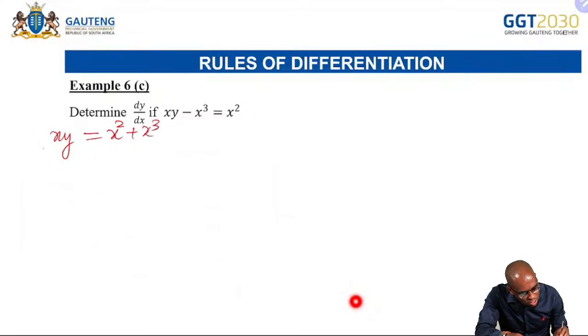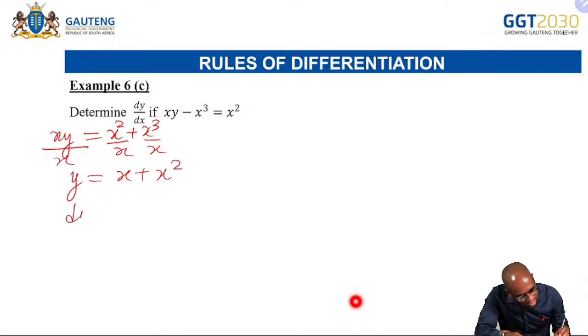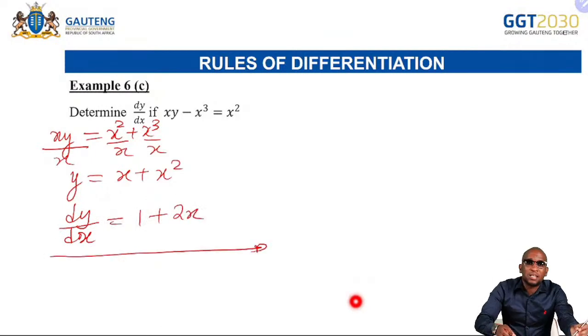And then I'm going to divide uniformly throughout by x. Now y becomes x plus x squared. You see now y is explicitly written in terms of x, which means you can differentiate y in terms of x here, which means that I can now find dy dx, which is 1 plus 2x. So that's basically how you are supposed to work that out. Right. Let's move on.